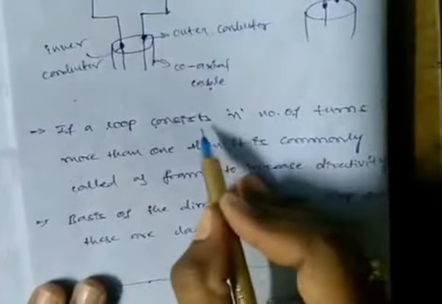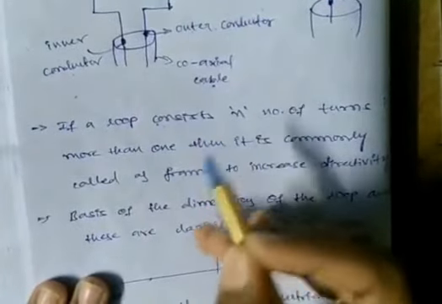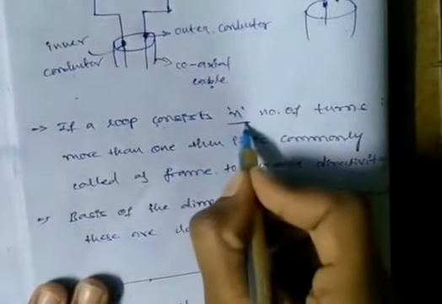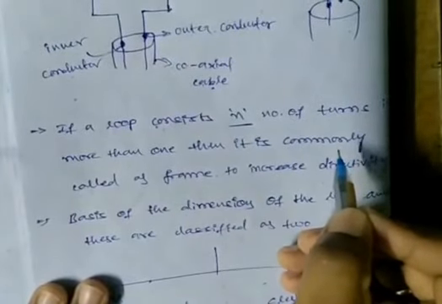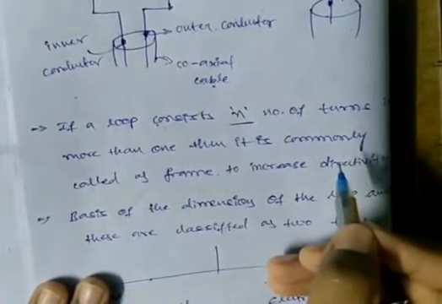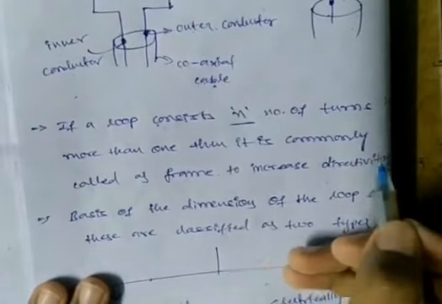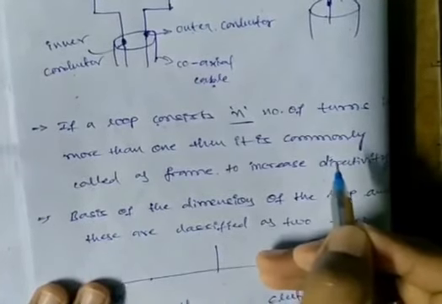Suppose the loop antenna consists of more than one turn, or n number of turns, generally it is called a frame. Why do we prefer frames here? To increase the directivity, we prefer the frames.